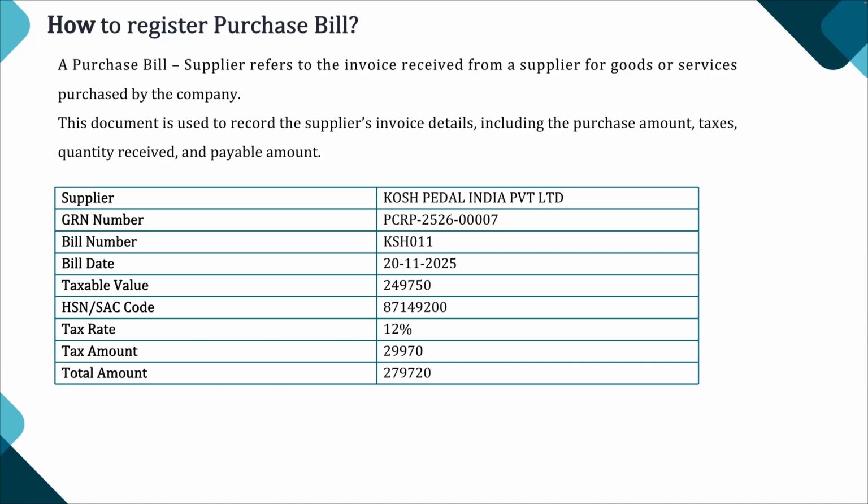Let us take one bill as an example. Supplier name, bill number, bill date, taxable value, HSN, RSAC code, tax rate, tax amount, and total amount.